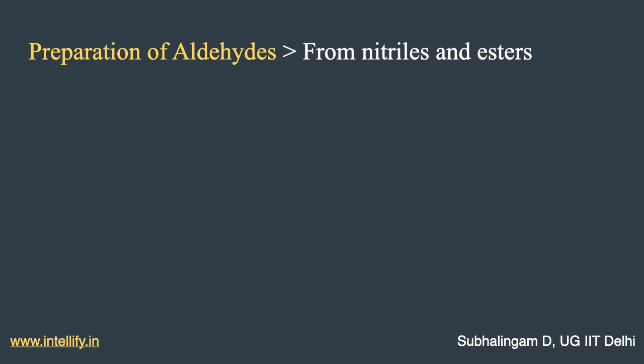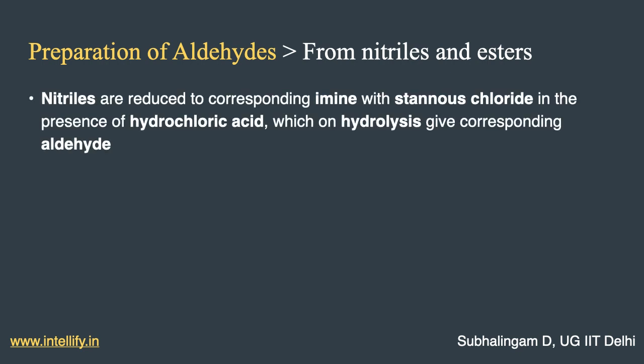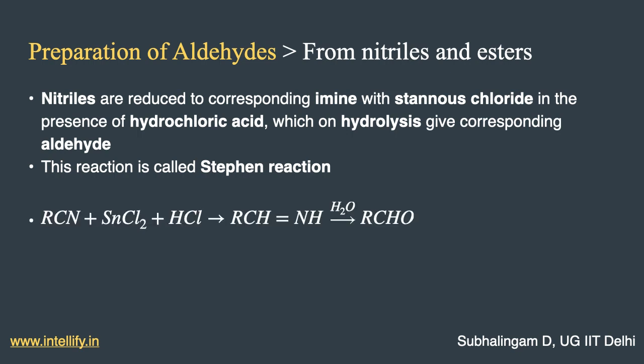Next, from nitriles and esters. Nitriles are reduced to the corresponding imine with stannous chloride in the presence of hydrochloric acid, which on hydrolysis gives the corresponding aldehyde. This reaction is called Stephen reaction. For example, I have taken RCN with SnCl2 and HCl, that is stannous chloride in presence of hydrochloric acid, I get RCH=NH, that is called imine, and upon hydrolysis of imine I get RCHO, that's an aldehyde.